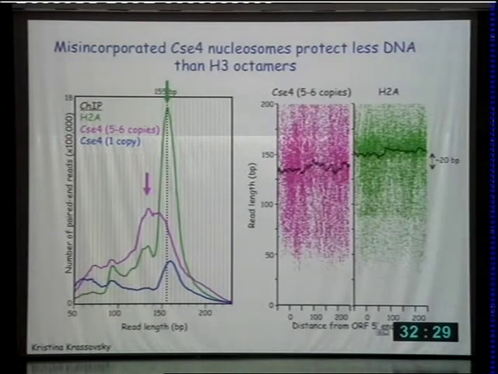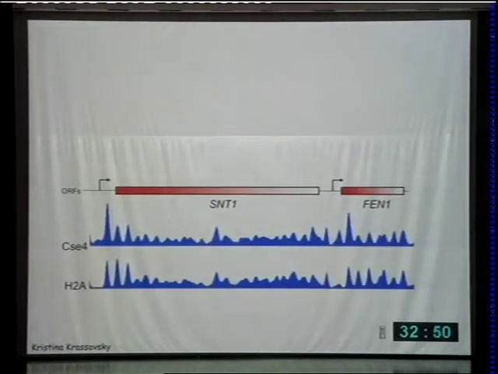Well, they map throughout the genome. If we line up all the genes at their 5' ends and then look at the median lengths of the fragments, we see an approximate 20 base pair difference between the sizes for CSE4 and the size for H2A from the same material. And if we map these at single base pair resolution in the genome and compare H2A to CSE4, we see that every nucleosome position has a little bit of CSE4. So it's going in at a low level everywhere.